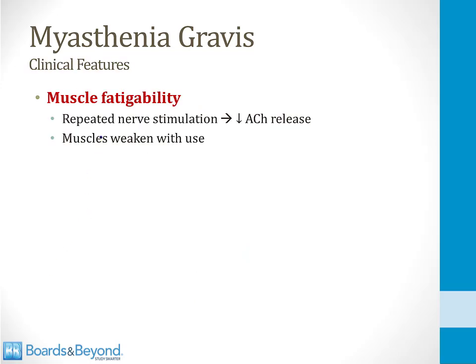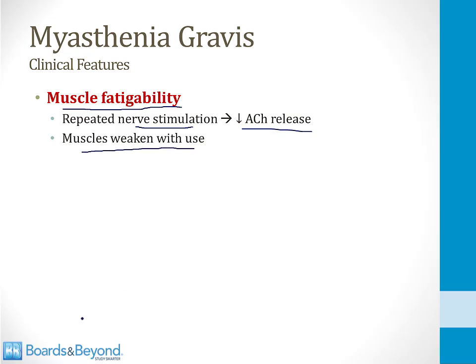The hallmark of this disorder is something known as muscle fatigability. If you repeatedly stimulate a nerve, it will release less acetylcholine with each additional depolarization. What this means is, in myasthenia gravis, if you ask the patient to perform a muscle maneuver over and over again, you will see the muscles weaken with use.